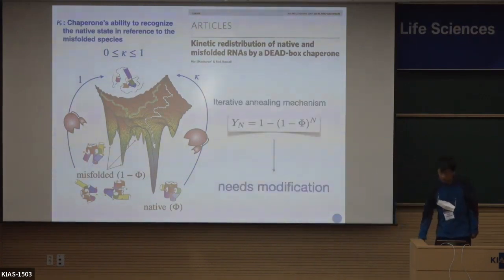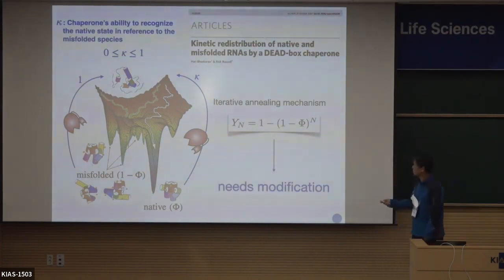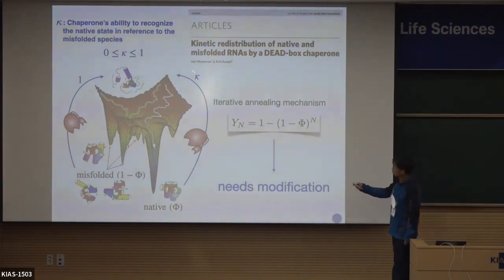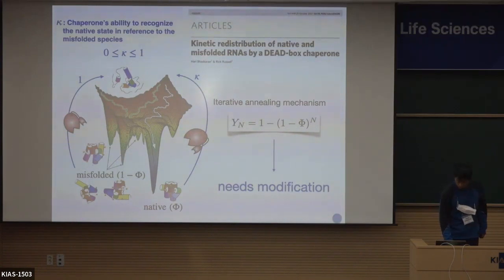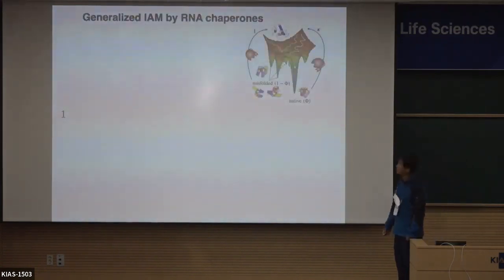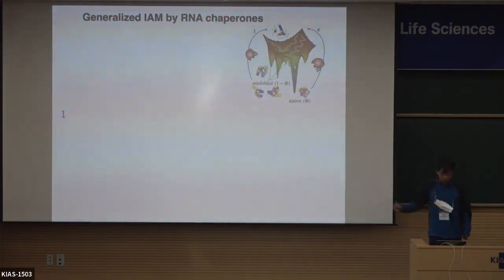So the iterative annealing mechanism, I write down the equation, has to be modified to some other form, okay? This is the equation which I derived for the GroEL, but for the RNA chaperone, you need to include the effect of kappa in the equation. Okay, we need some modification. So we need to generalize this iterative annealing mechanism by RNA chaperone in this way, okay?